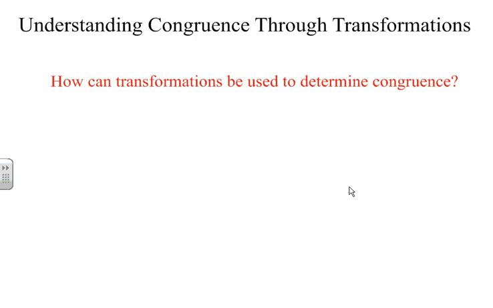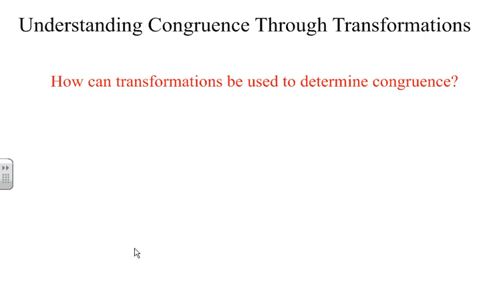This is the second part on understanding congruence through transformations. We were looking at how transformations can be used to determine congruence. We looked at last time how a figure can be moved around and end up falling on top of another figure, showing that it's congruent. We have to remember that congruence means equal to.